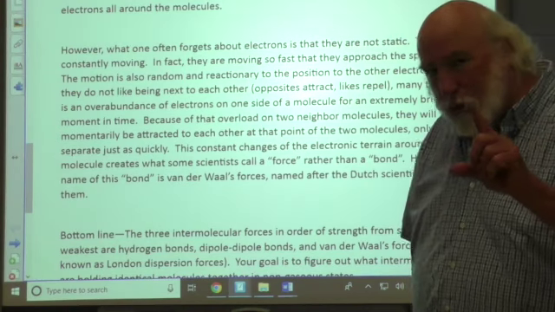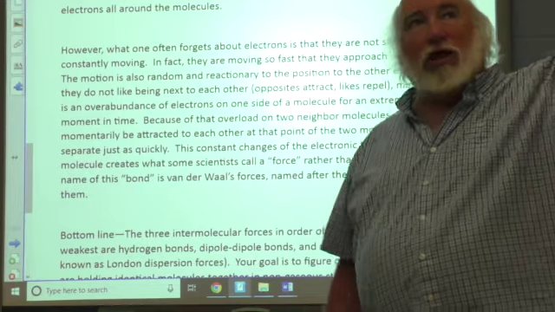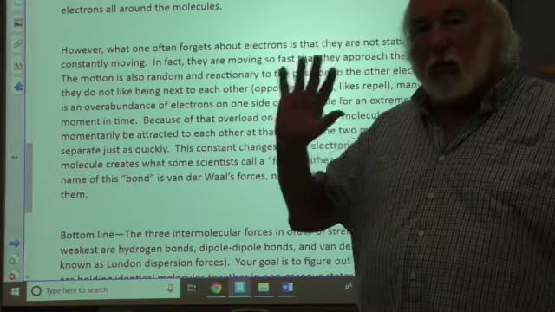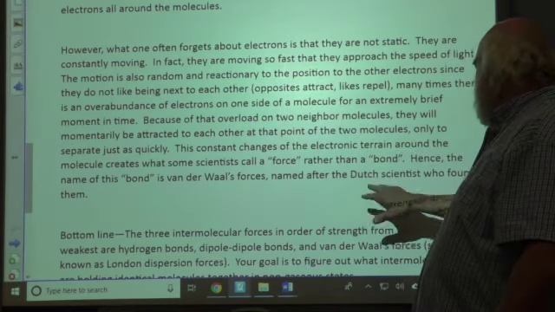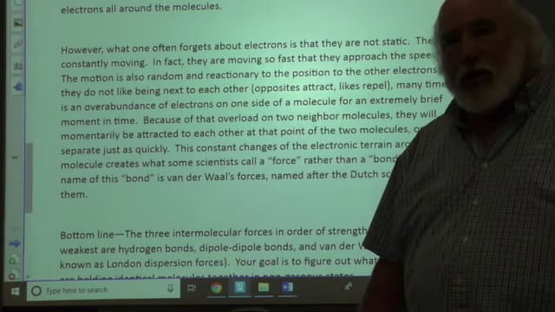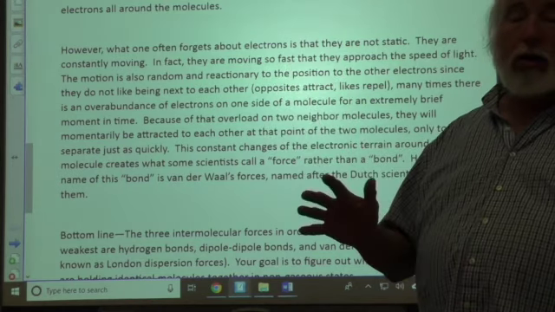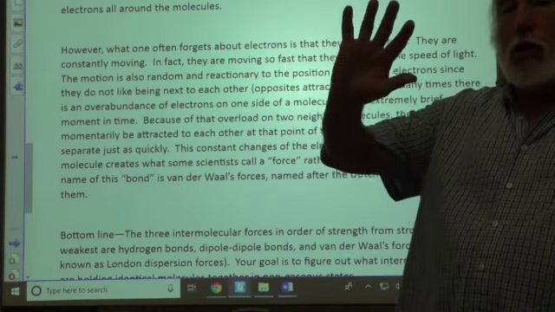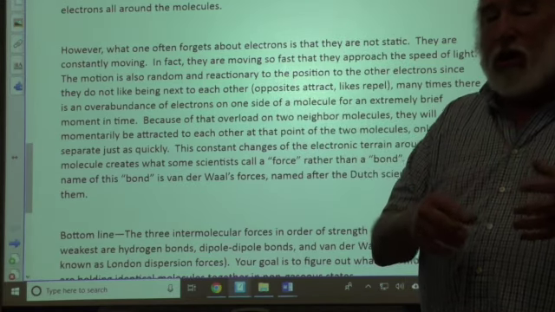A gecko walks on walls and ceilings using van der Waals forces. That's the name of these bonds. These are van der Waals forces, named after Dutch scientists and founders. They are able somehow, this is amazing, to move their electrons around on their feet. They don't have sticky pads.